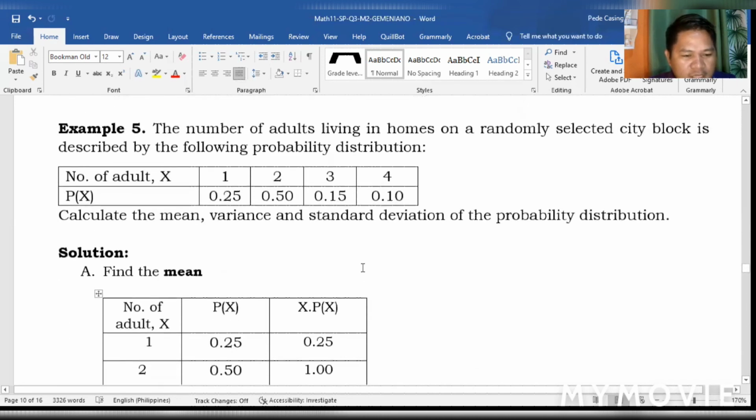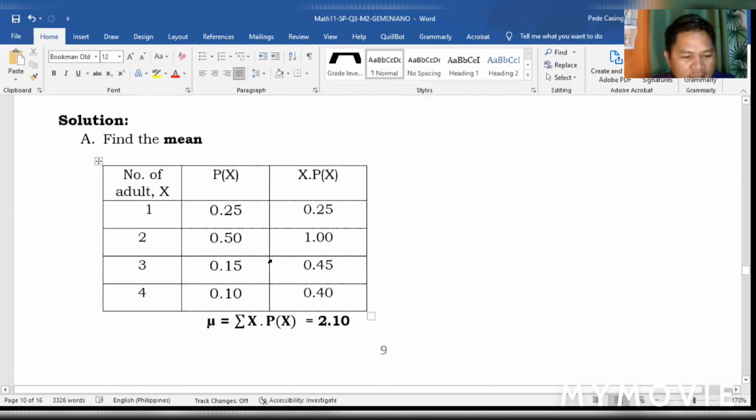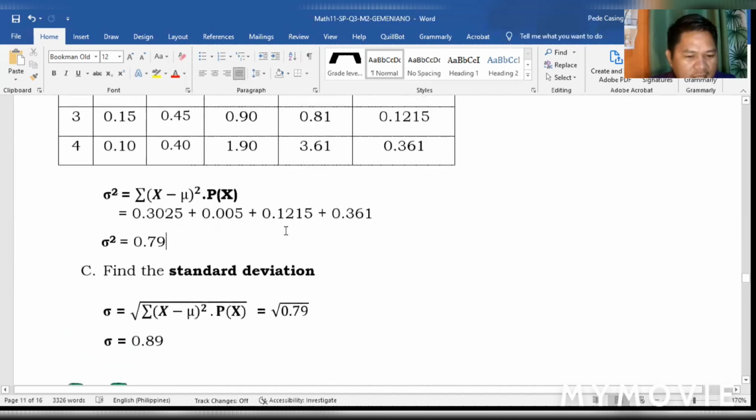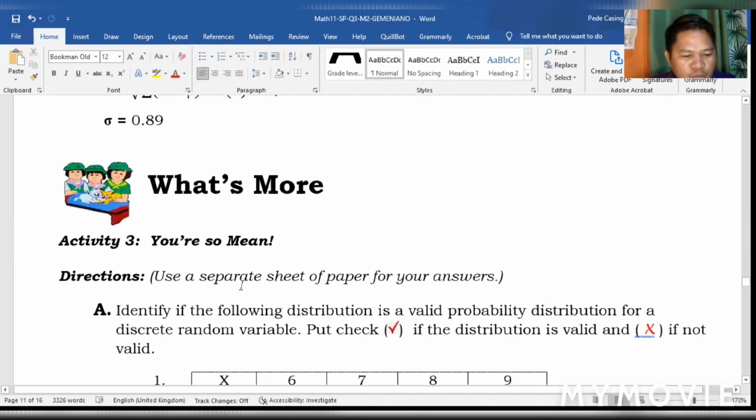Okay, you can also have example number 5, the same procedure lang. Multiply, get the mean, find the variance, then add the results to find the variance. Then find the standard deviation by taking the square root of the variance. So you can have more activities.